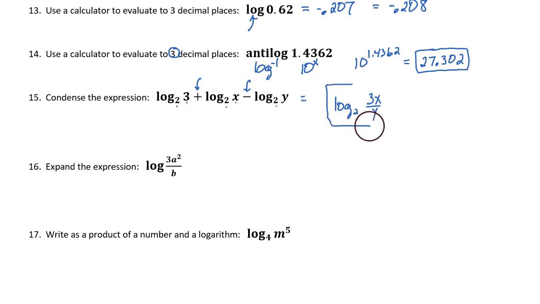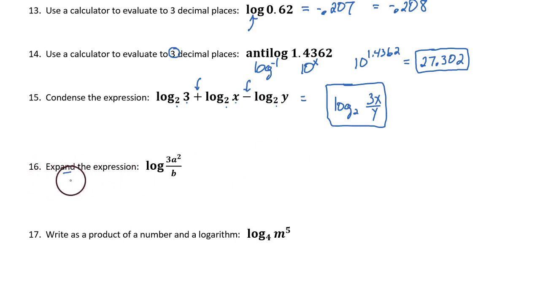So here is the condensed version of this original expression. The adding part of it converted into timesing of the 3 and the x. The subtraction part of it turned into dividing of the y. Okay, number 16, the reverse process.